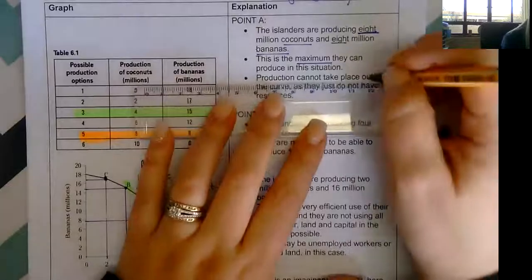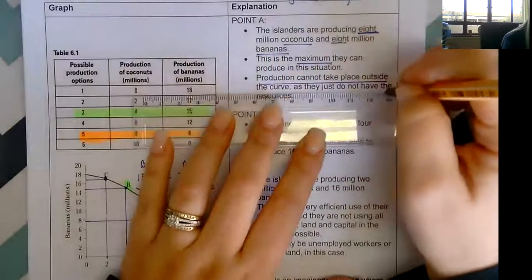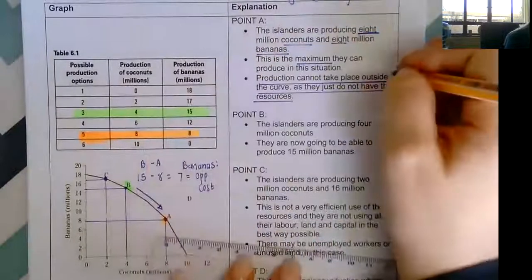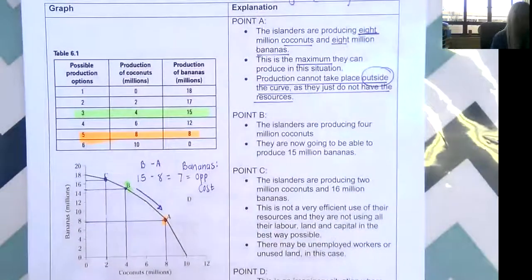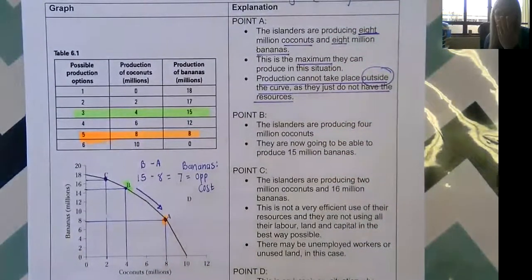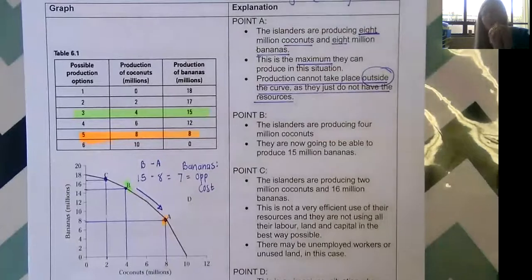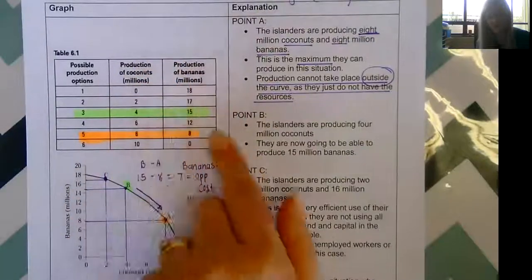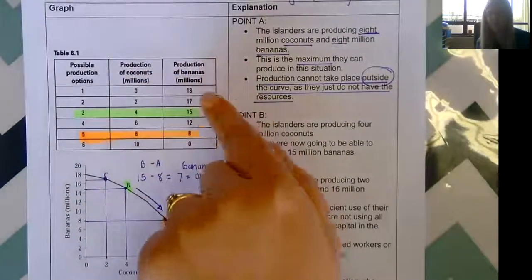Production cannot take place outside the curve as they do not have the resources. Okay? So what we're saying here is this is the resources you have in your factory with your 4 factors of production: your capital, the land you have, the natural resources, the human resources, and the financial and the entrepreneur. All of these 4 factors of production mean you can only produce a certain combination of products. So these are the combinations of coconuts and bananas they could have produced.